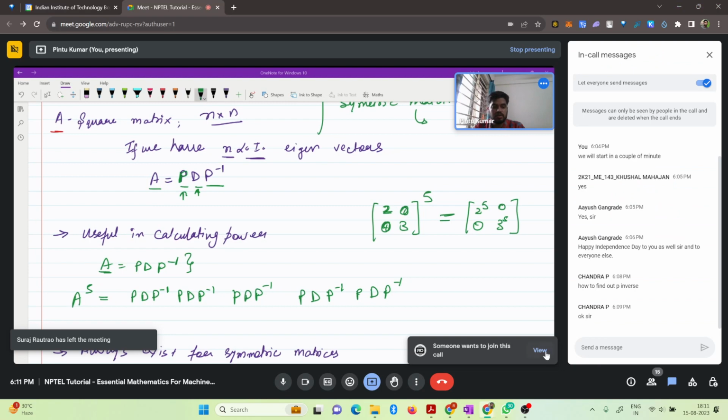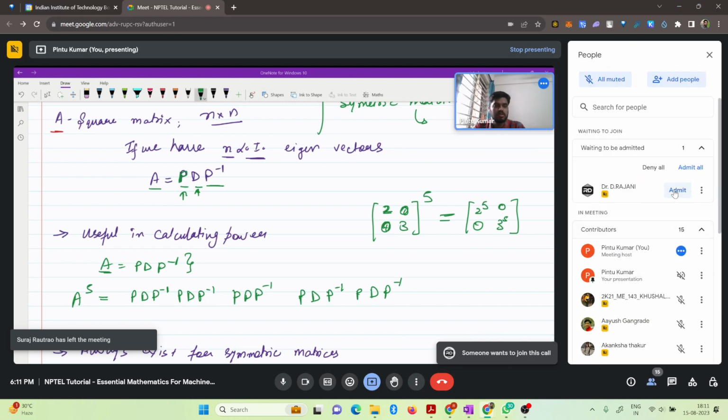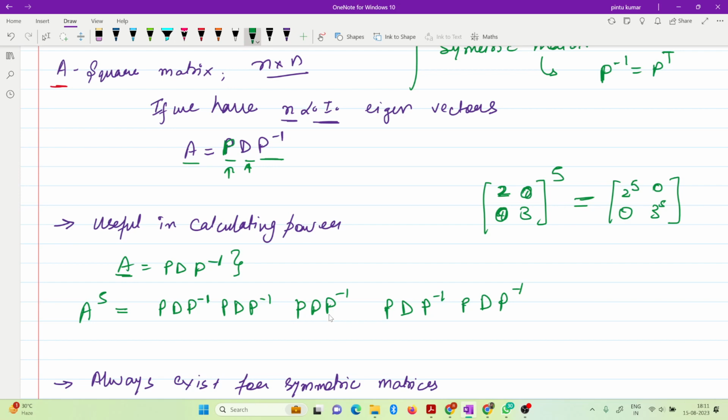What eventually you get is, so you can see that this P inverse into P would be identity. Again, this P inverse into P would lead to identity. Same over here. So what eventually you are left with is P D to the power 5 P inverse. And as I showed you, finding D to the power 5 is very straightforward.